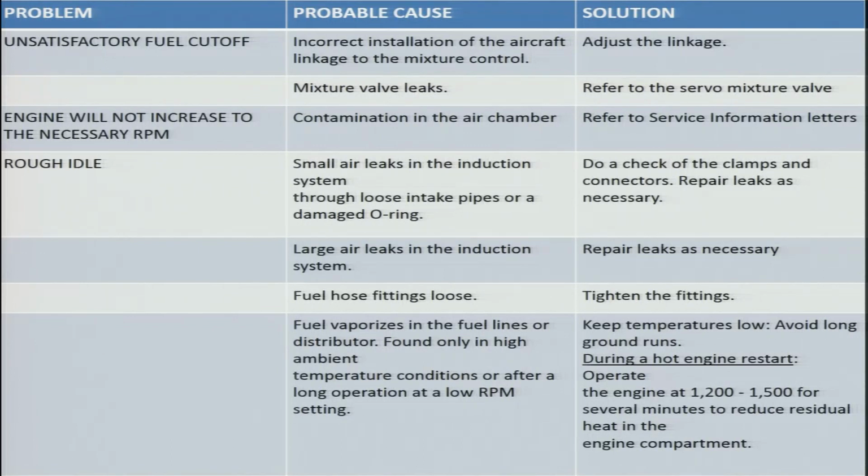Engine will not increase to the necessary RPM. Now, suppose we are increasing the throttle and the engine RPM is not increasing according to the increase in the throttle, then what may be the reason? In that case, there may be contamination in the air chamber. If there is contamination in the air chamber, we need to refer to the information letters which are given by the manufacturers.